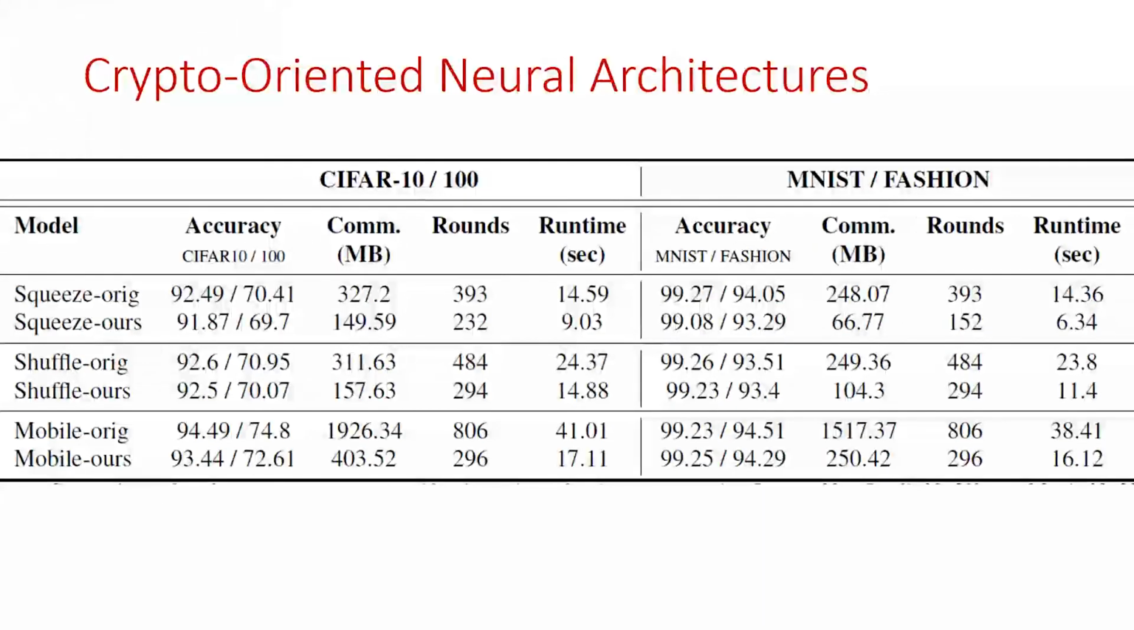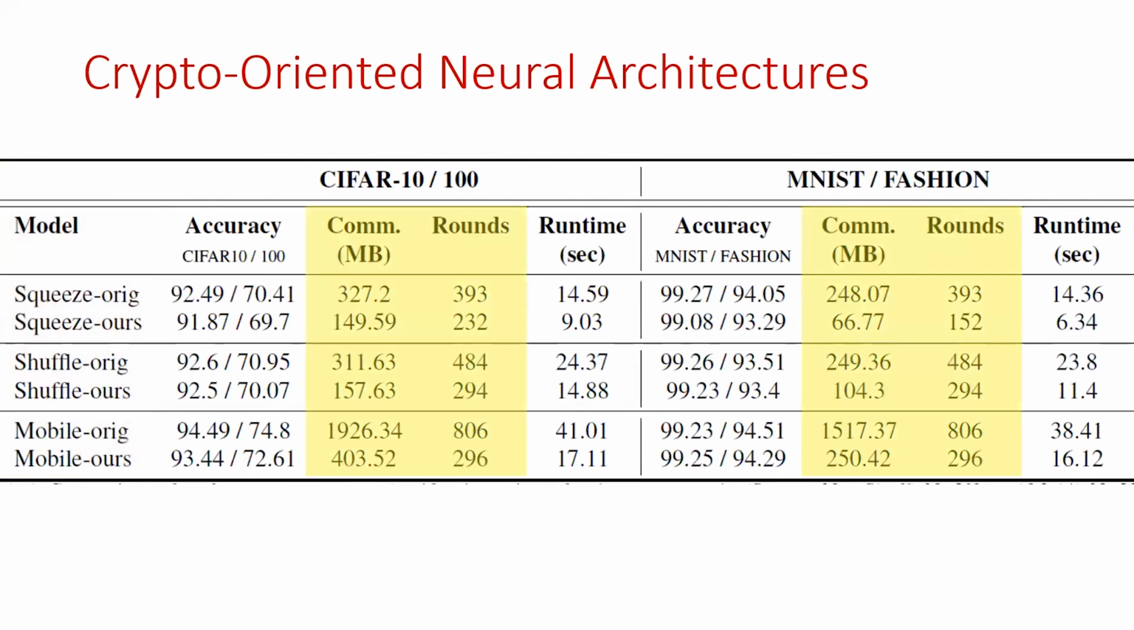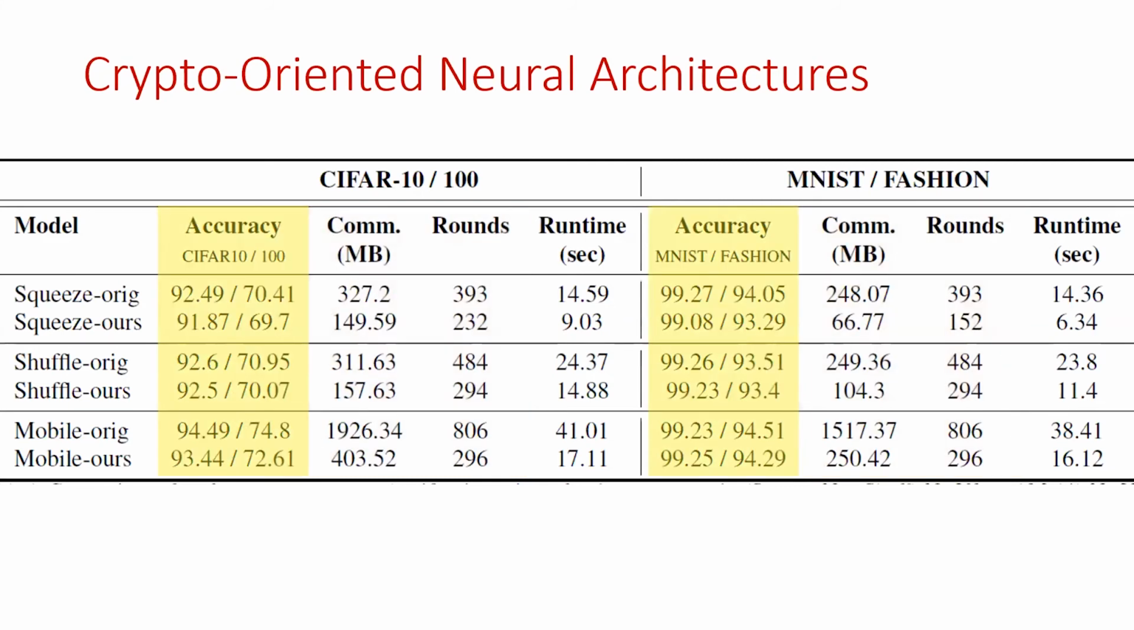So we evaluated this method on the 4 datasets that I've just mentioned, CIFAR 10, CIFAR 100, MNIST and Fashion MNIST, and on 3 architectures, SqueezeNet, ShuffleNet, and Mobilenet. And in all of those experiments, we were able to substantially improve the communication and round complexity with just a minor accuracy loss.